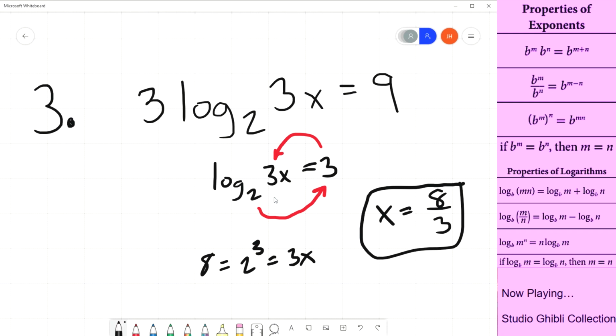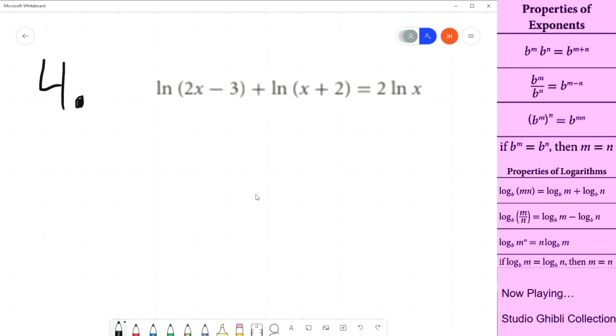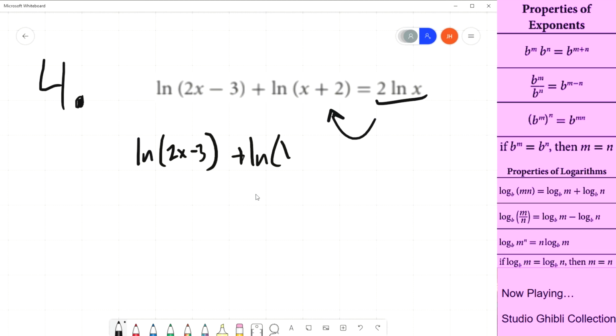All right, guys. Well, here's the last one, and this is the end of the video. Here's where we see the properties of logarithms come in handy for solving an equation. So I have ln of 2x minus 3 plus ln of x plus 2 equals 2 ln of x. To start off, as we have done when we solved equations before, I want to get everything equal to 0. So I'm going to subtract that 2 ln of x over to the left-hand side. So I would have ln of 2x minus 3 plus ln of x plus 2 minus 2 ln of x equals 0.